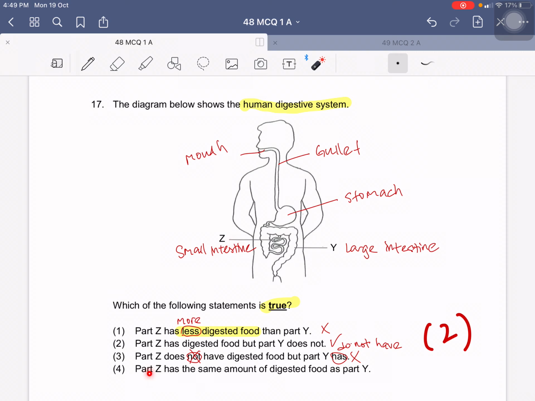Okay, number 4, part Z, which is the small intestine, has the same amount of digested food as part Y. Now that's not true because we already said it should have more digested food. So this is not correct.